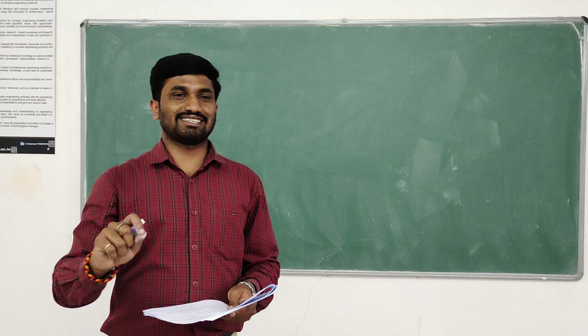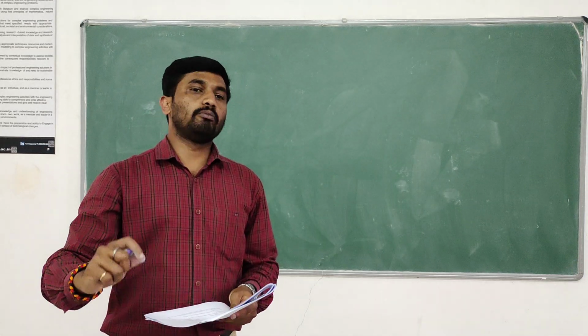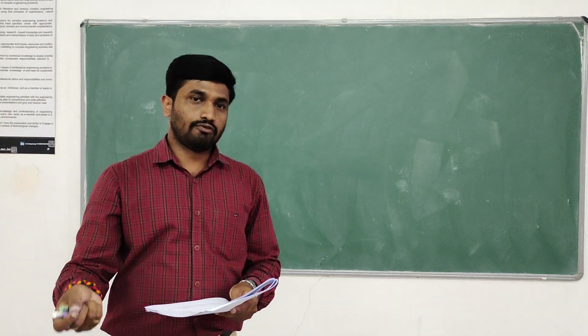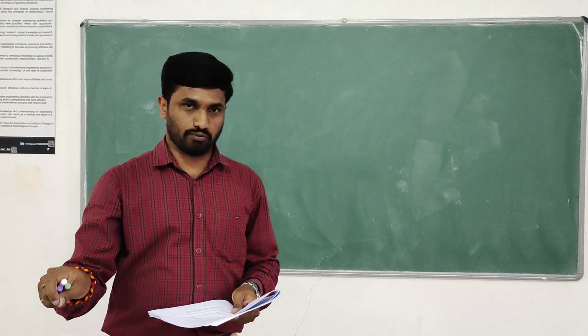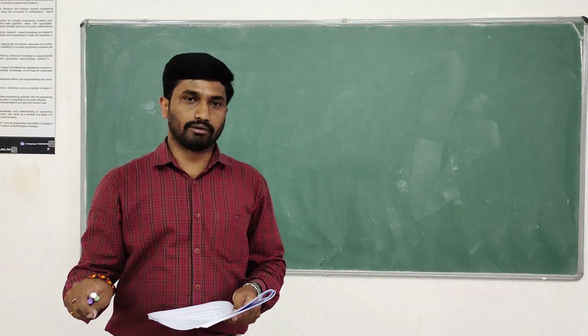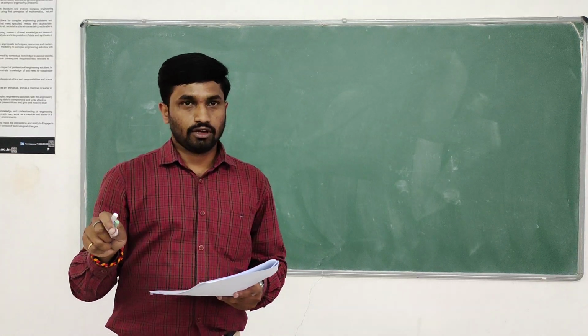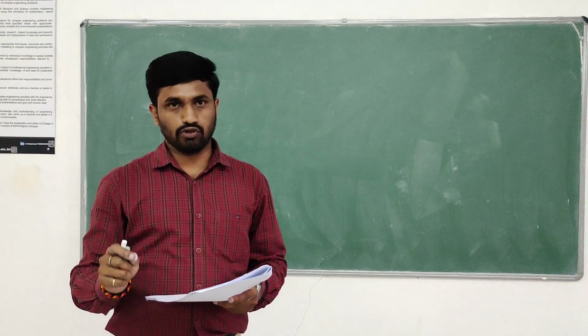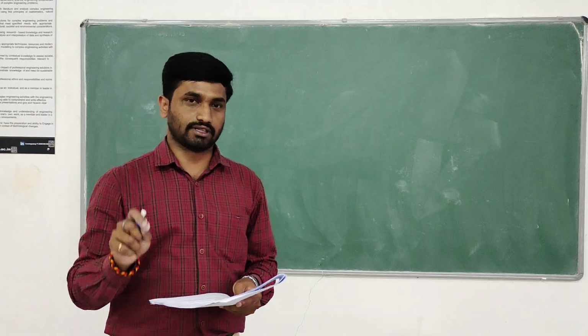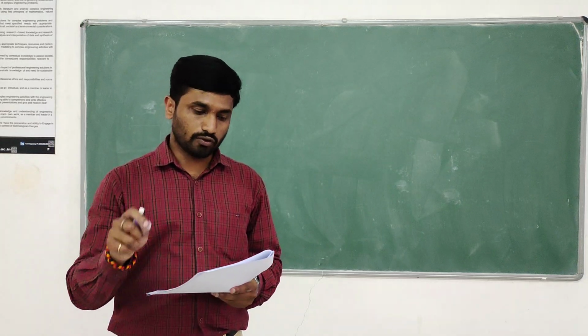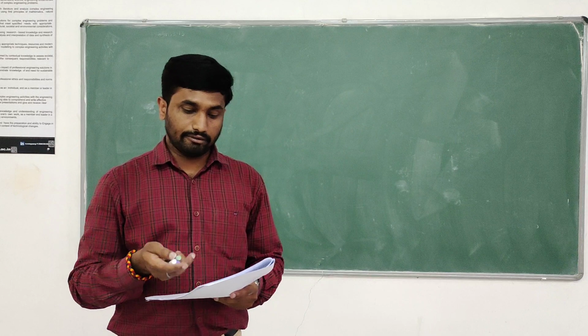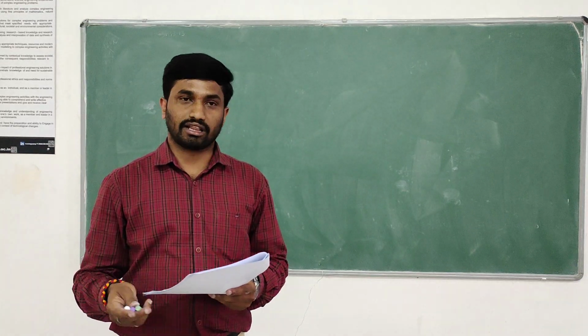But in this problem, it's a slight variation. The resultant value is given, and we have to compute the unknown force. The ultimate aim of the problem is to compute the unknown force and its inclination. How to compute the unknown force when the resultant is given? That's the important thing. So this is also a very important problem. Generally in VTU examination, they will ask for 8 to 10 marks.